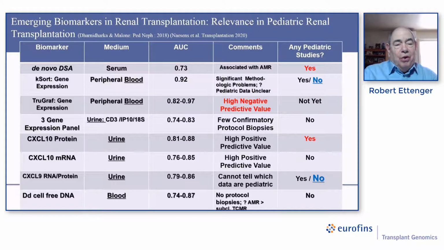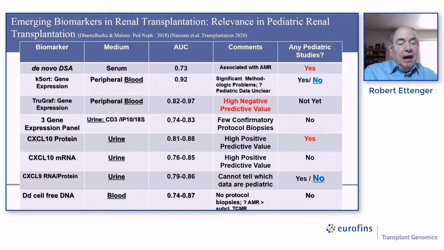The short answer to all of this is there are really only 2 pediatric studies that have ever looked at any biomarkers other than creatinine. One is de novo donor-specific antibody, and there are pediatric studies that have looked at this. It's not very sensitive. For that matter, it's not as specific as we would like. And the association with de novo DSA is associated with antibody-mediated rejection.